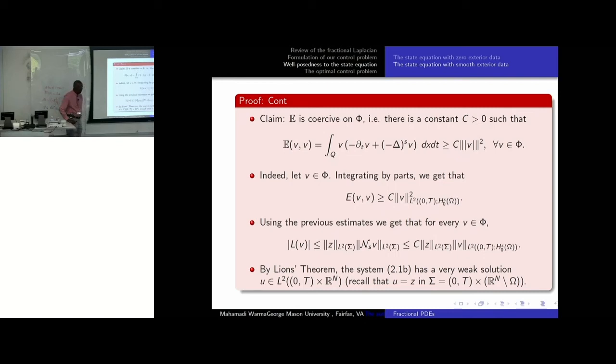Then all the conditions of Lions' theorem are satisfied, so we have a weak solution. But remember, Lions' theorem does not give uniqueness if the space capital Phi is not complete. Here, the space of test functions with this norm is not complete, so we have to prove uniqueness.